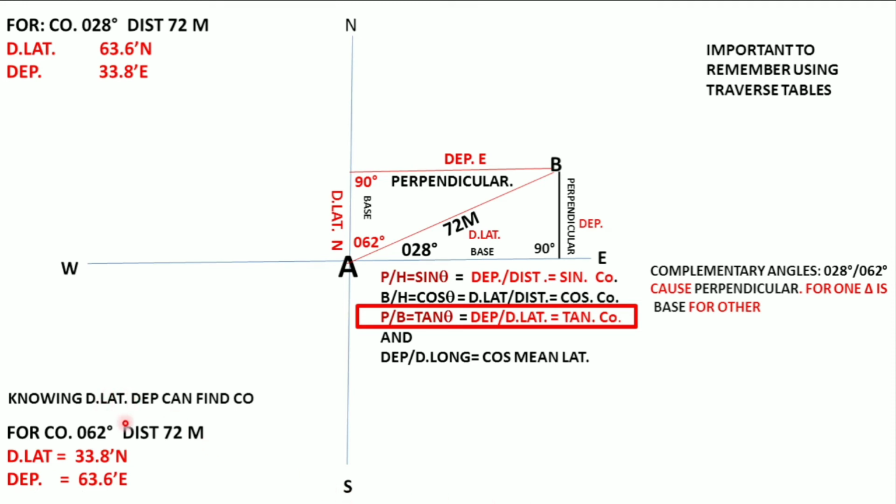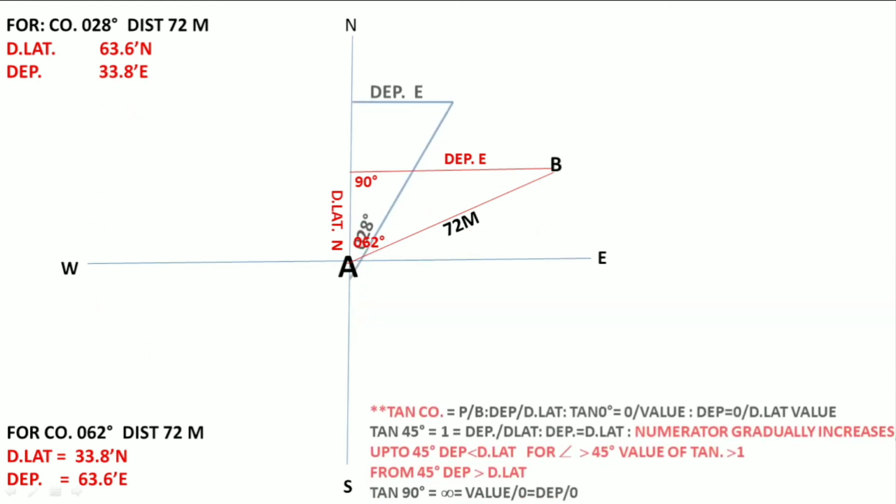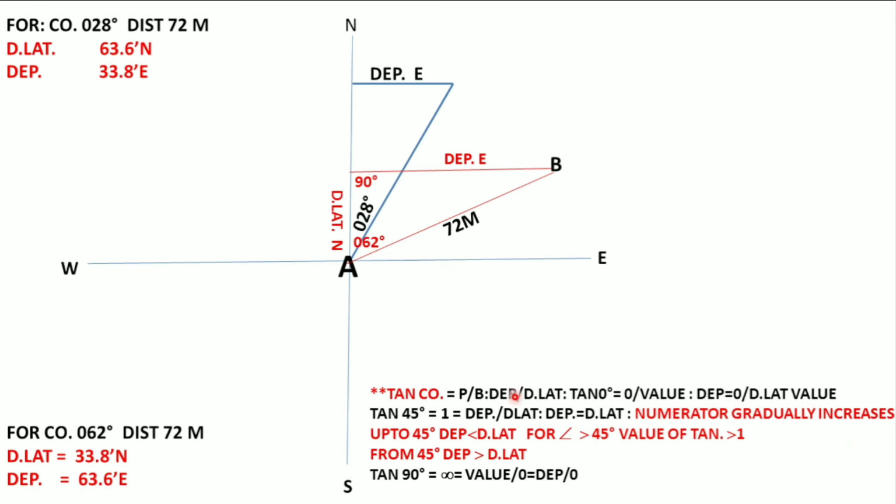Now, knowing your D.LAT and departure, I can again find out my course also. If I know my D.LAT and departure, I can find out my course. One thing, if you notice here, tan is perpendicular to the base, which is departure by D.LAT, and tan 0 is 0. Now 0 divided by some value is only 0, isn't it? So for course of 0 degrees, the departure has to be 0. Rest of it is got to be D.LAT.